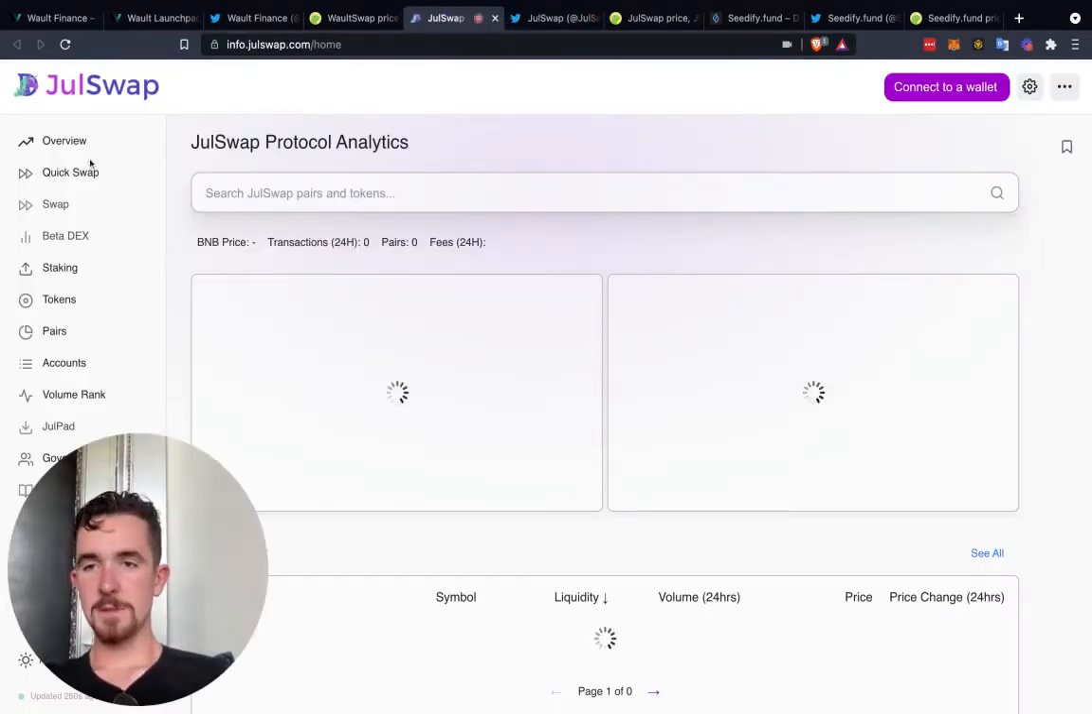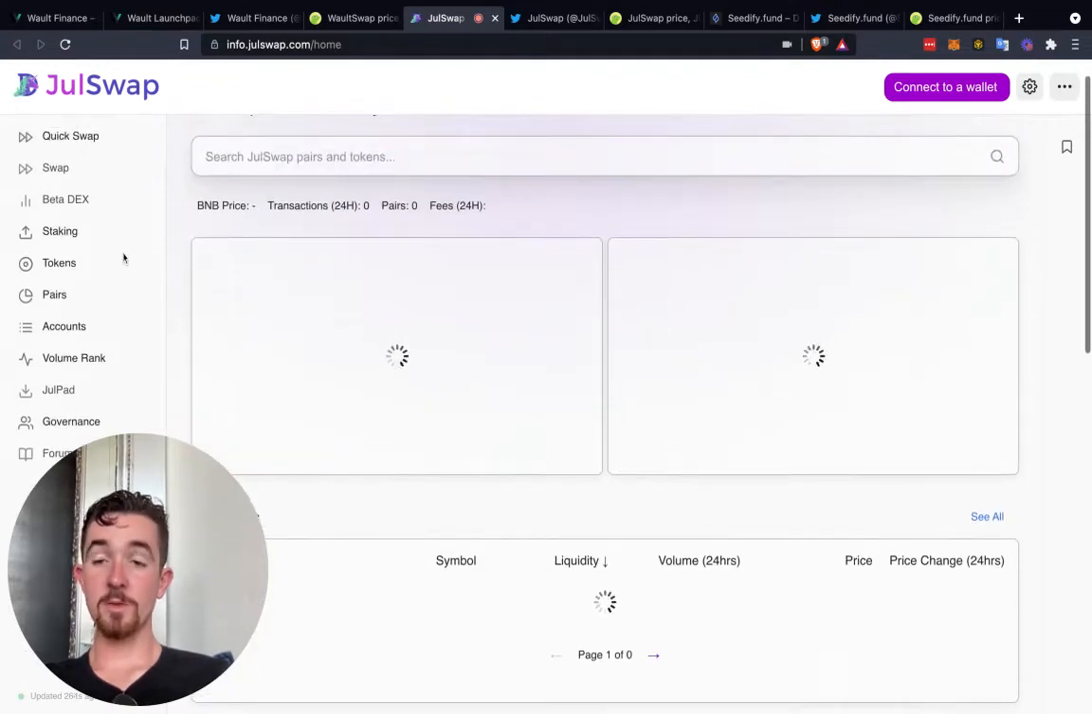So again, I don't want to spend too much time boring you guys with this, but pretty much all these guys that we're talking about, the reason they're low caps is because they have multiple things going on here. For example, just like we talked about with Wault Finance, it's the WPad that is the actual Launchpad part of that.